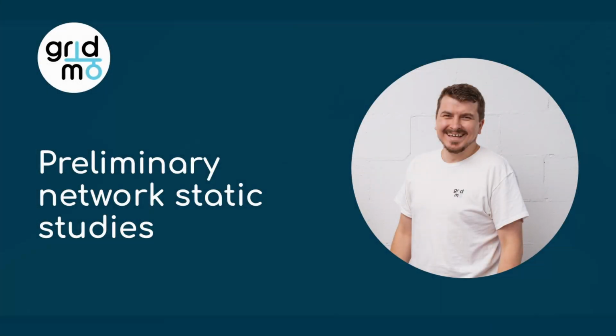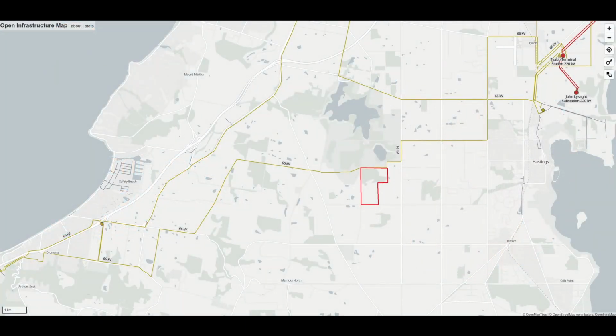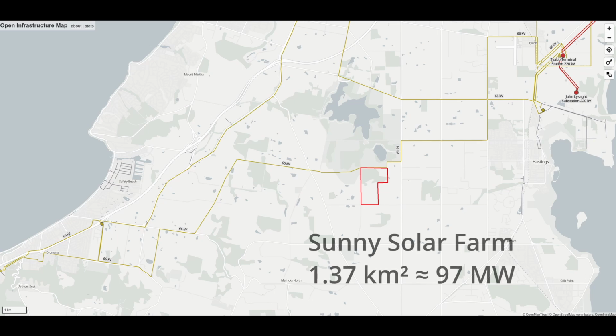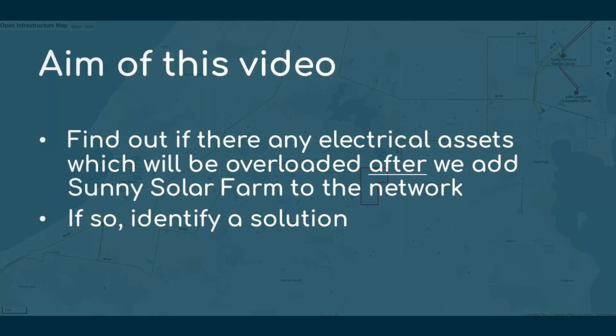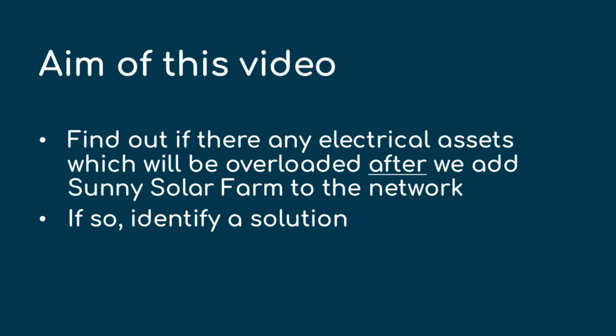Welcome back. It's now time to complete some static studies on a power system network model for our new Sunny Solar Farm. The site can support at most a solar farm of 97 megawatts AC. In this video, we will start with the power system modeling to answer one question. Can the local network infrastructure support such a large generator?